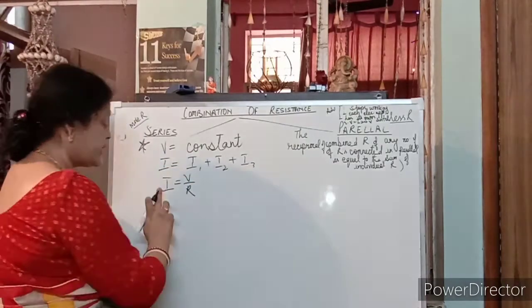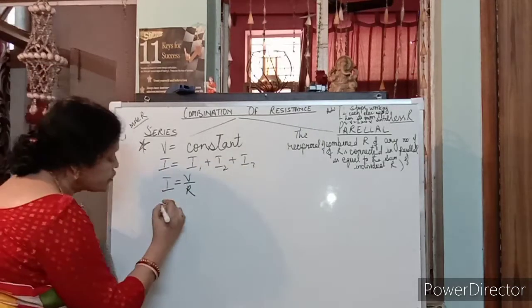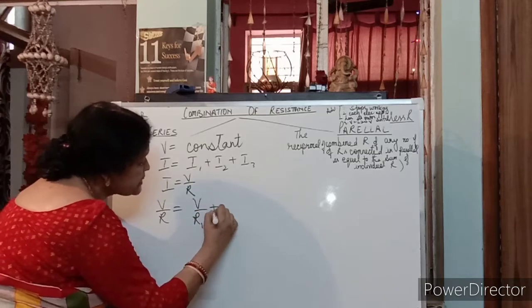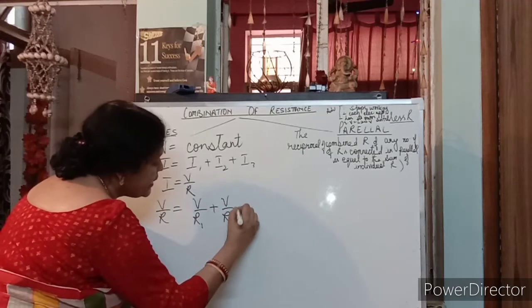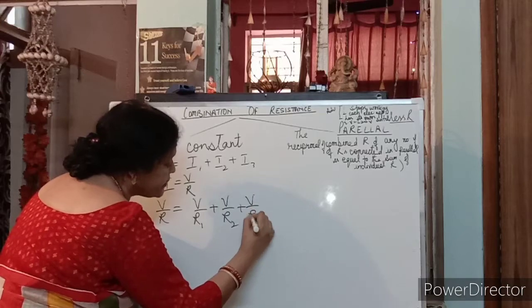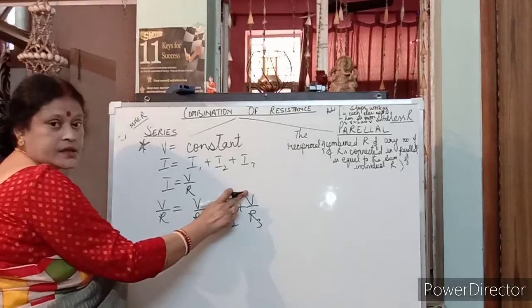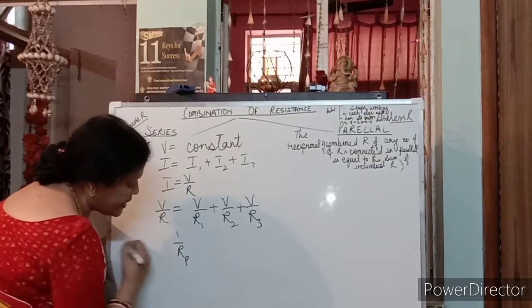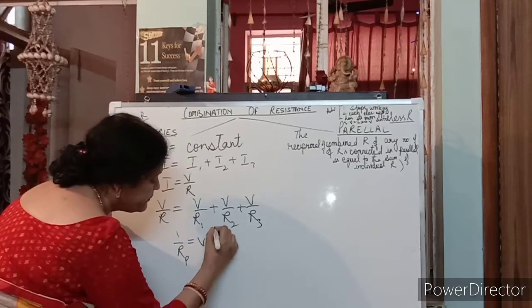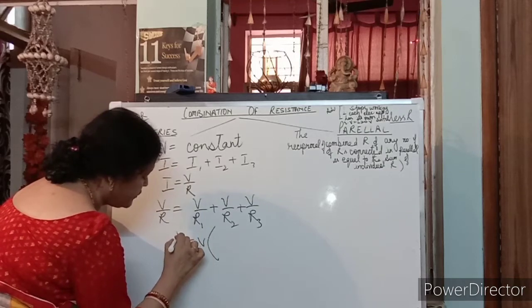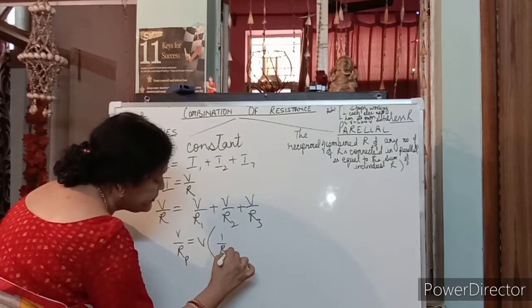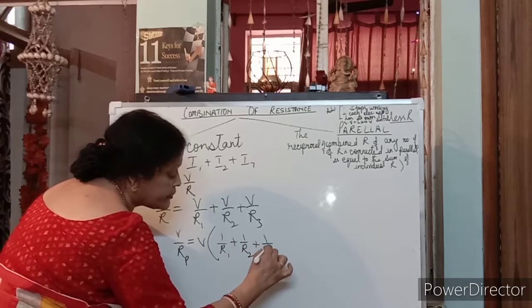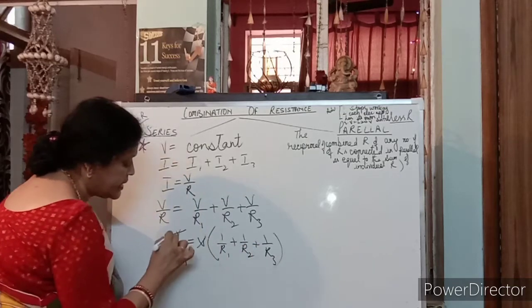Correct? Now, instead of I, I'll put this value. So, V by R is equal to V by R1 plus V by R2 plus V upon R3. Now, voltage is constant, so V is common and cancels. 1 by R parallel is equal to 1 by R1 plus 1 by R2 plus 1 upon R3.